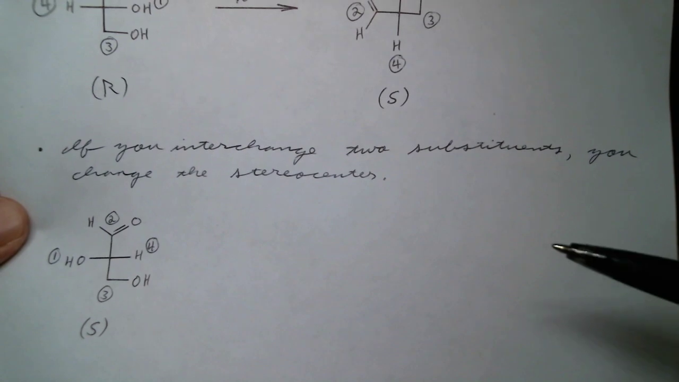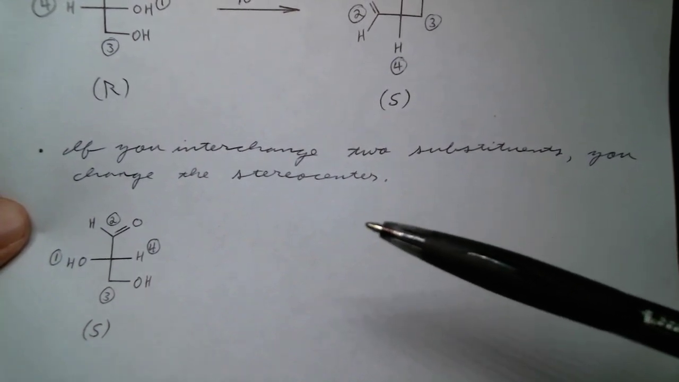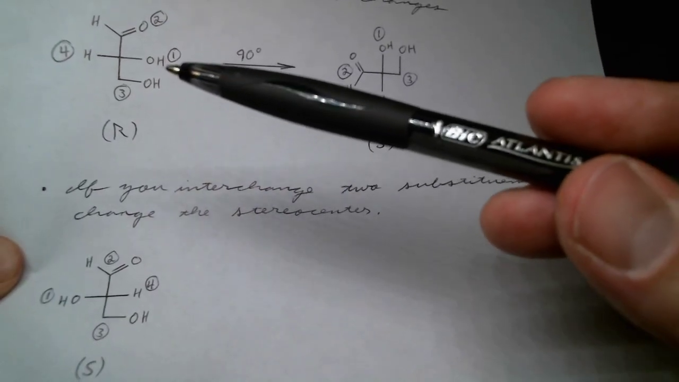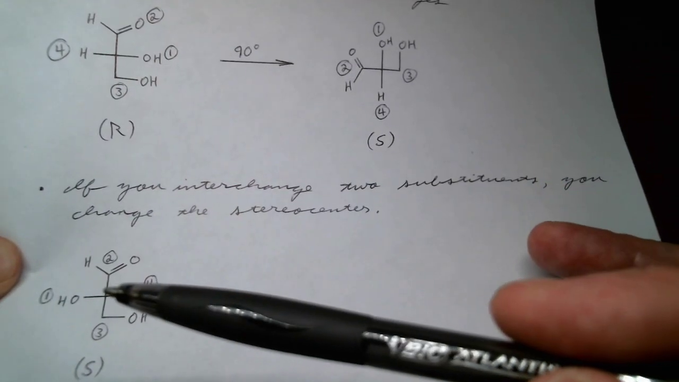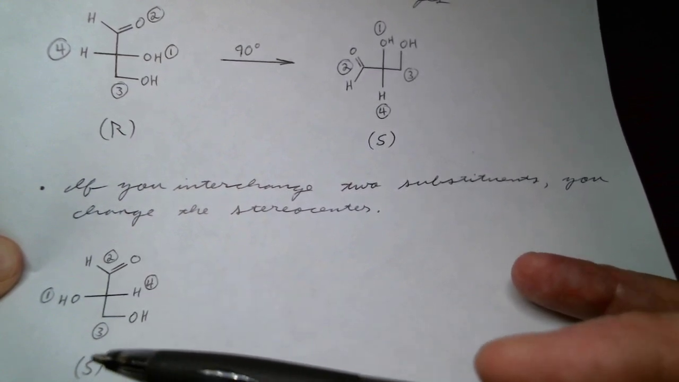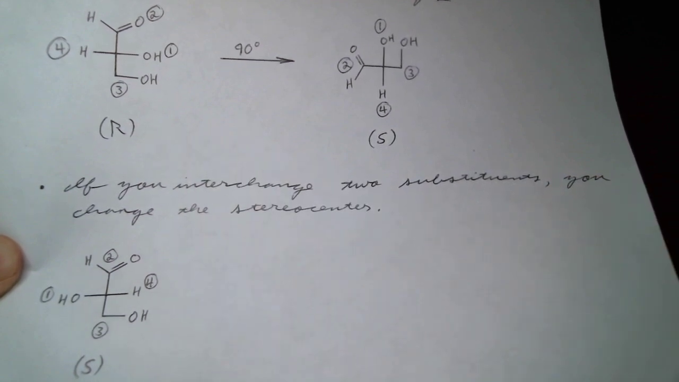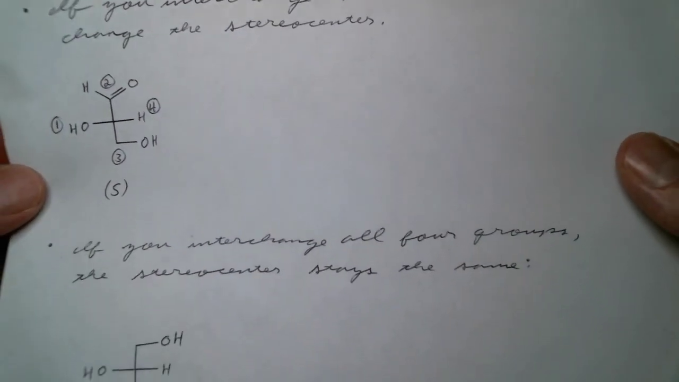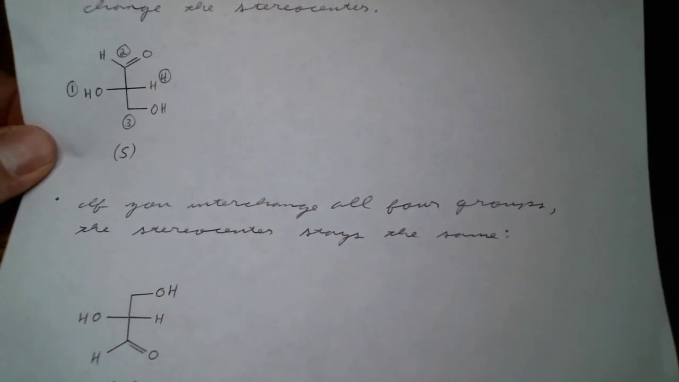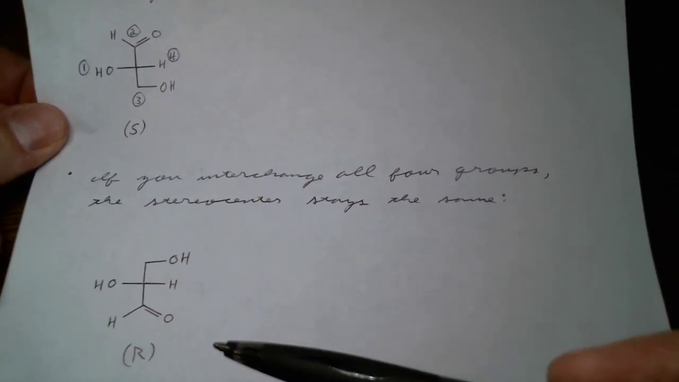Similarly, if you interchange 2 substituents, you change the stereocenter. So what did we do here? We interchanged the hydroxyl group and the hydrogen group, and we left the other 2 groups the same. And again, we got an S stereocenter. We went from R to S. And of course, according to that rule, if you interchange all four groups, that's like interchanging two groups and then interchanging two other groups, the stereocenter stays the same.